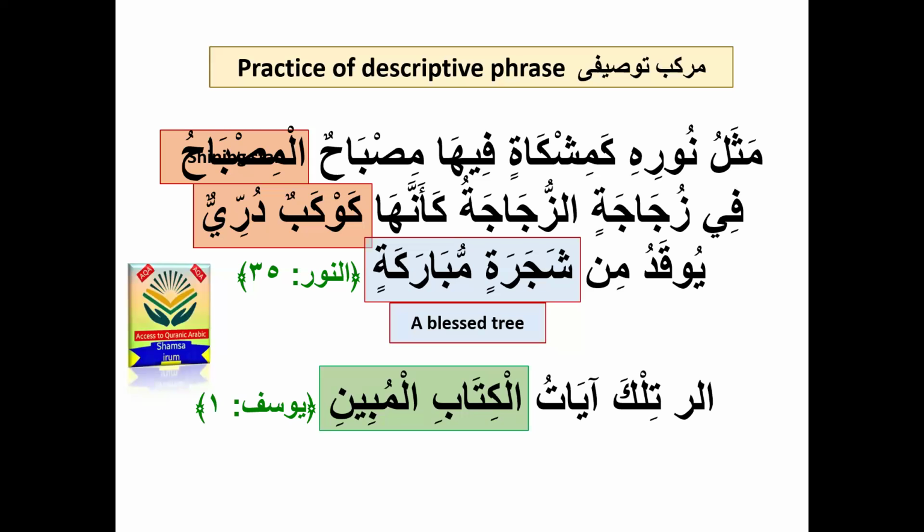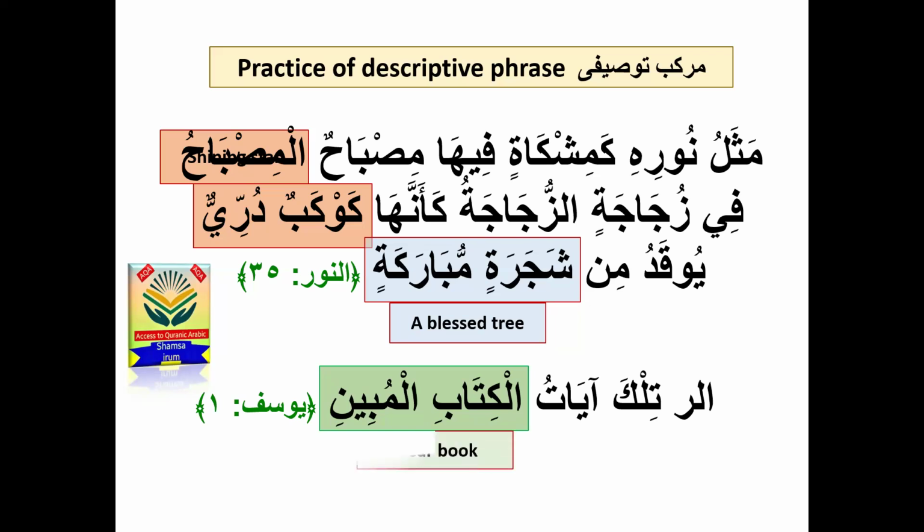Why I'm saying both words separately, I'm not saying Al-Kitabil Mubini, because I want to explain to you that they both have Al. So all four qualities are matching with each other.